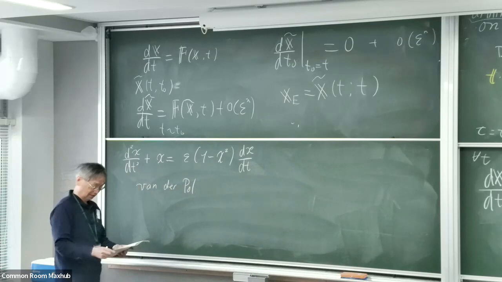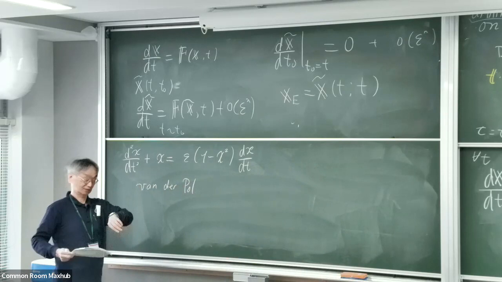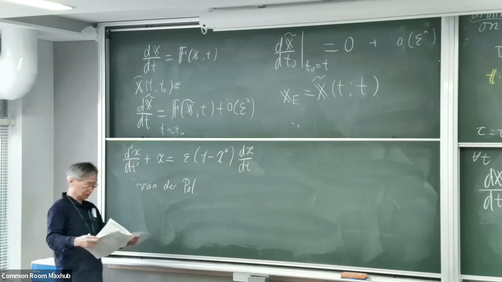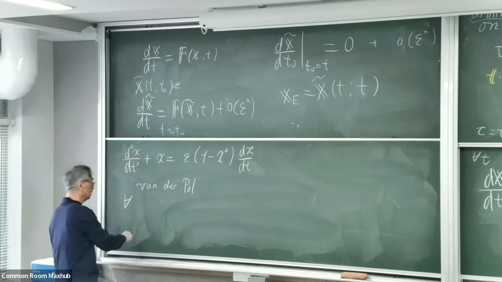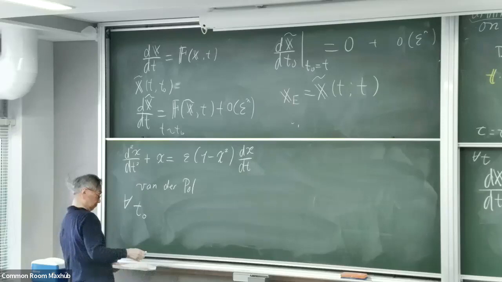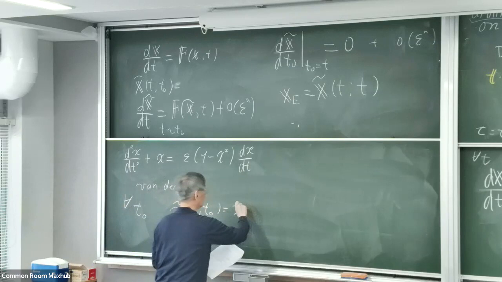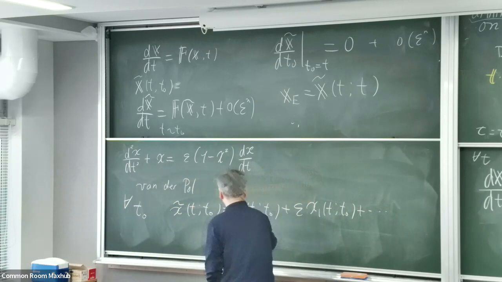I prepared the conventional method, the Krylov-Bogoliubov-Mitropolsky method, to apply this, but I don't have much time, so I skip it. But the application of the renormalization method is very simple. Again, we suppose some exact solution, and at an arbitrary time t naught, we are going to construct perturbative solutions. The initial conditions are yet to be determined.